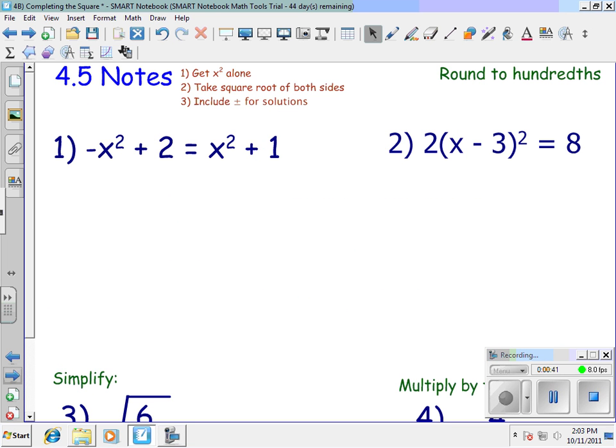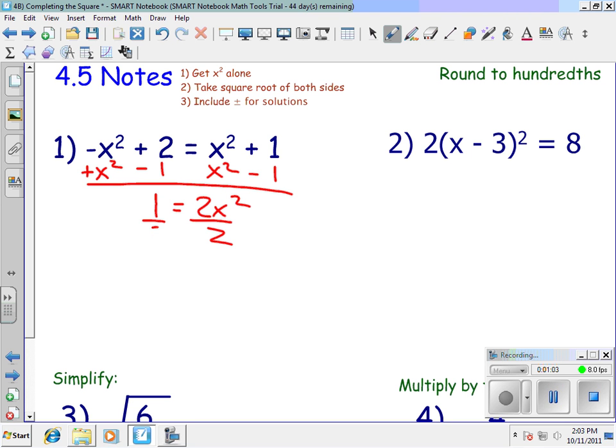So let's first look at a couple examples on how to, again, take the square root, in different scenarios. The first one, problem number 1, we want to get x squared on both sides, and then move the 1 over to the other side. So we have 1 is equal to 2x squared. If we divide by 2 on both sides, we have 1/2 is equal to x squared.